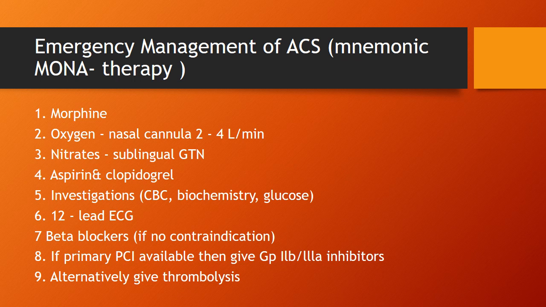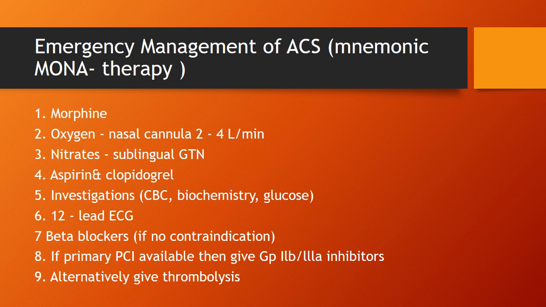Then you can perform investigations like CBC, biochemistry including cardiac enzymes, glucose levels, and 12-lead ECG. Beta blockers can be given if there is no contraindication, and if primary PCI is available, then you can perform PCI and give post-PCI glycoprotein 2b3 inhibitors.